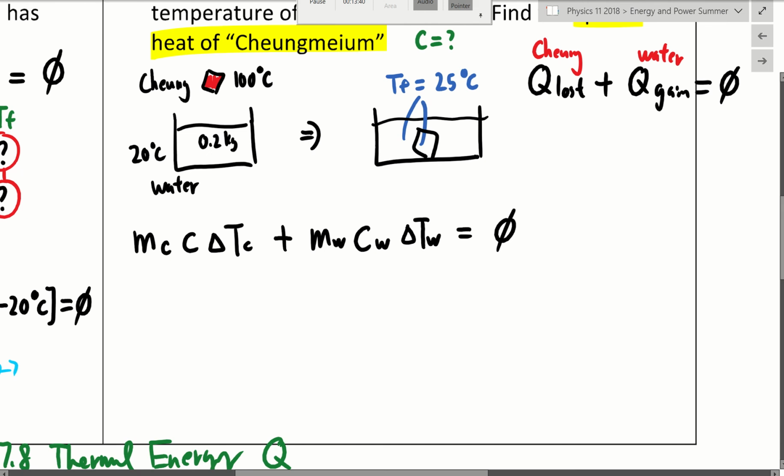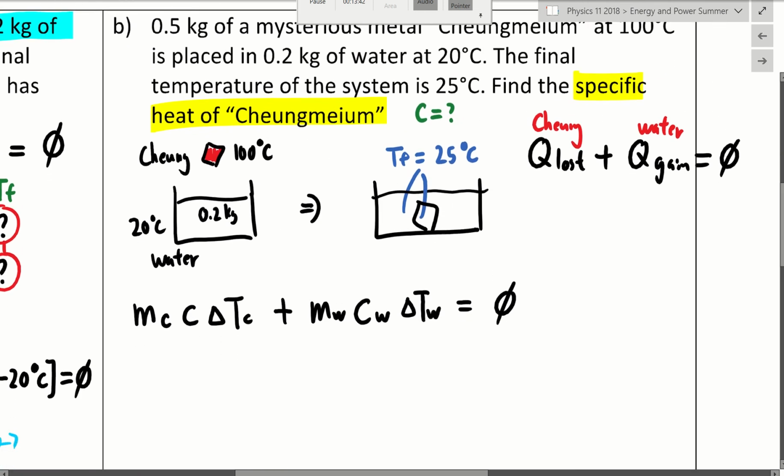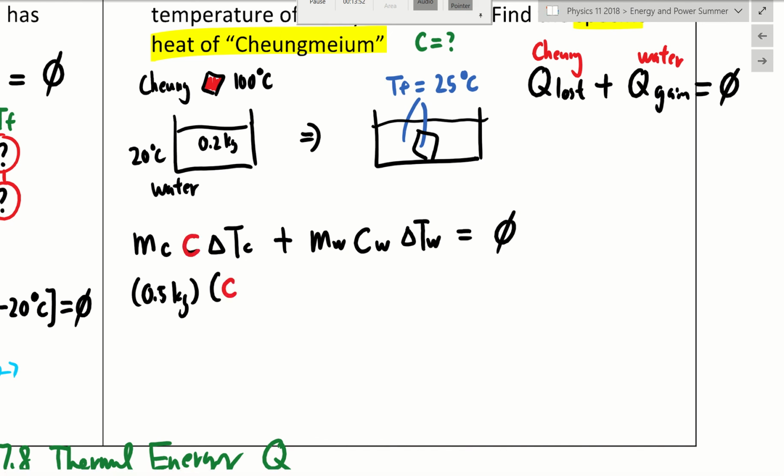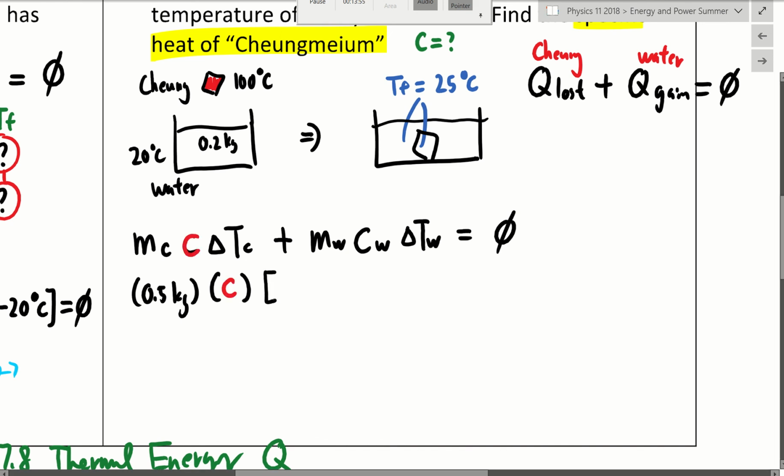So the mass of the metal, how much? 0.5 kilogram. So we use 0.5 kilogram of chromium. I don't know the specific heat, so this is the unknown. Let me just write in red. I don't know that number. I know the final and initial temperature. The final temperature is 25 degrees Celsius. The initial temperature is 100 degrees Celsius. So that's my change in temperature. Remember, change in anything in physics is always final minus initial.